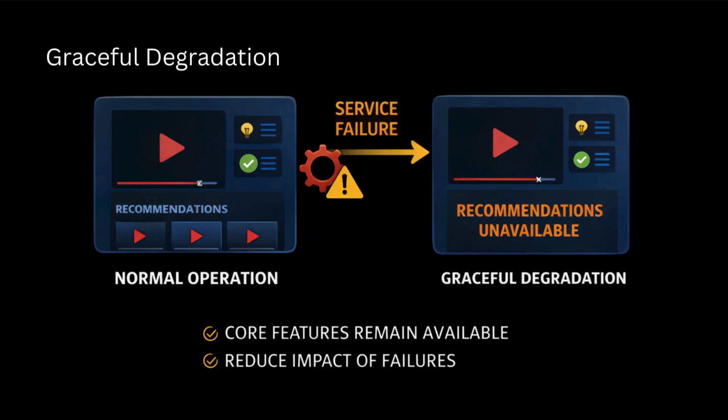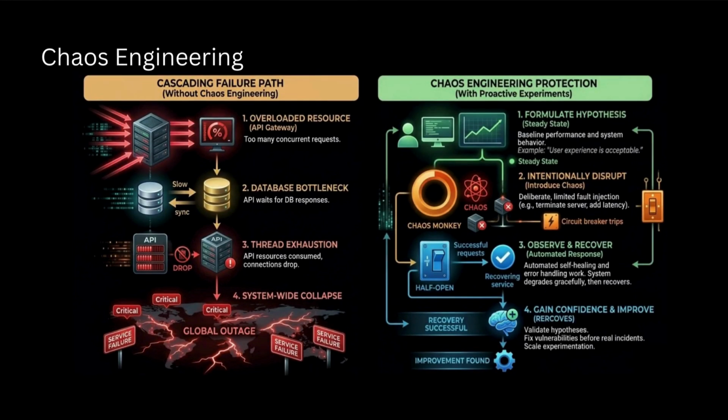So, we have learned how to react to failures and manage traffic, but how do we know our system will actually hold up when a real crisis hits? We don't wait for a disaster, we create one ourselves through chaos engineering. Finally, we reach the most proactive tool in our resilience toolkit, chaos engineering. This is the practice of intentionally and systematically breaking your own system to see how it responds.